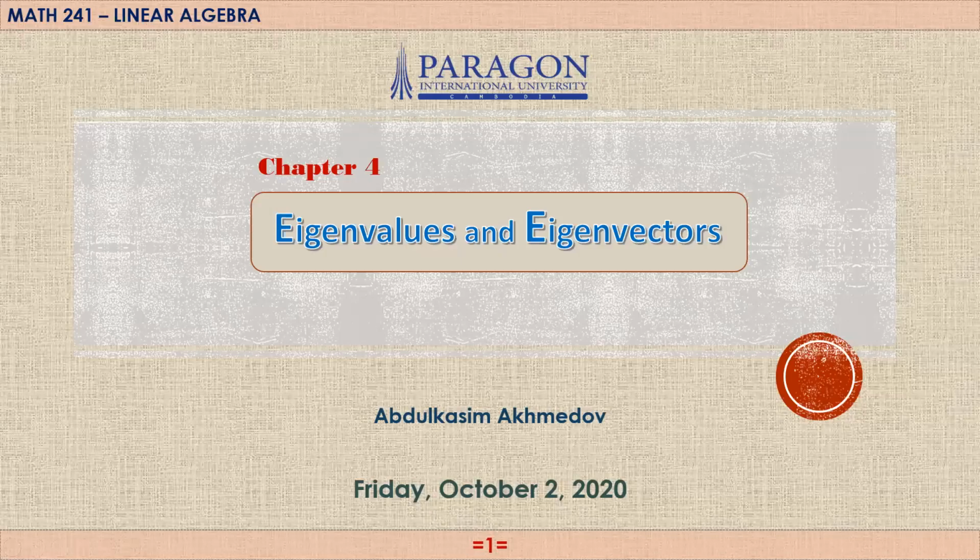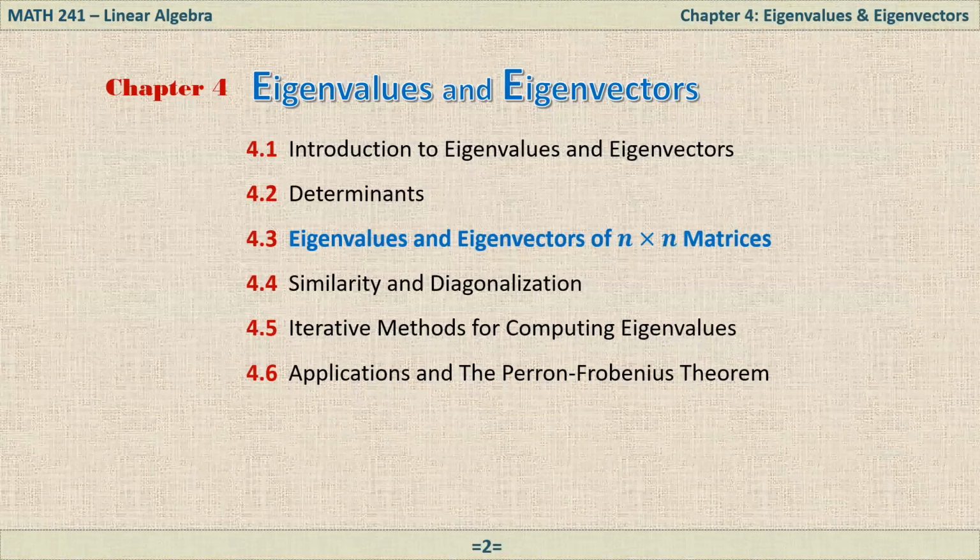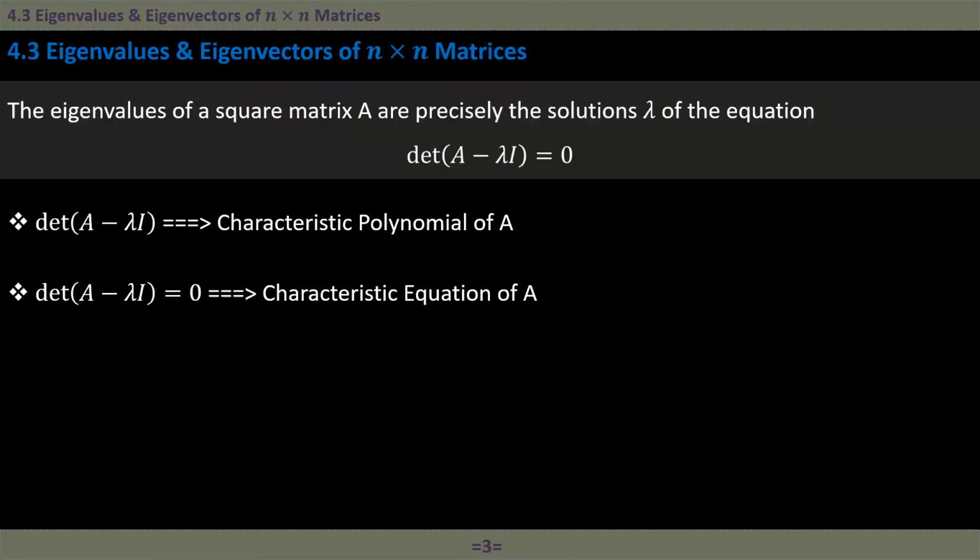Okay, so in this video, we'll talk about eigenvalues and eigenvectors of n by n matrices. In 4.1, we made a short introduction to these concepts, and in 4.2, we studied how to compute determinants of any n by n matrices. So now we'll get back to our topic that we started in 4.1, that is eigenvalues and eigenvectors of n by n matrices.